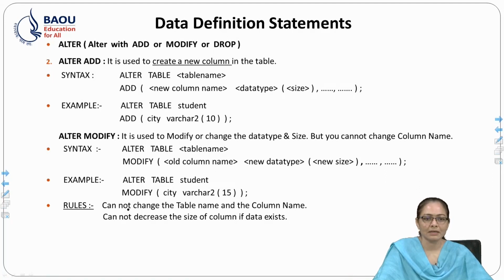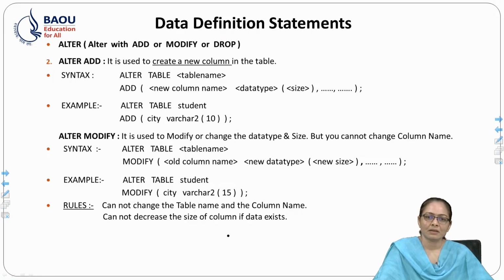Now, the next rule is that you cannot change the table name and column name. Yes, the alter modify command is not used to change the table name or column name. It cannot decrease the size of the column if data exists. Here we see the size is 10 and here we increase the size to 15. We cannot decrease the size to 8, 6 or 5, below 10.